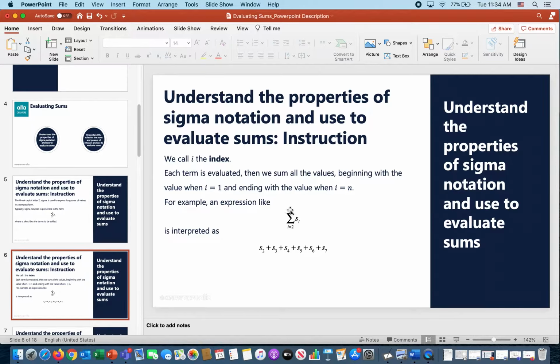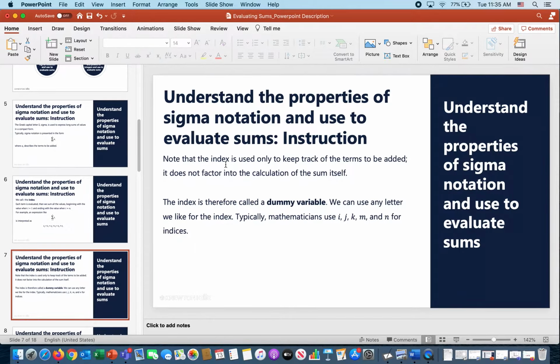Okay, so if you had an expression that looked like this, I equals 2 to 7, we would have 2 plus 3 plus 4 plus... So I indicates which term we're going to begin with and which term we're going to end with. Note that the index is only used to keep track of the terms. It does not factor into the calculation. Okay, so it's a dummy variable, so to speak.